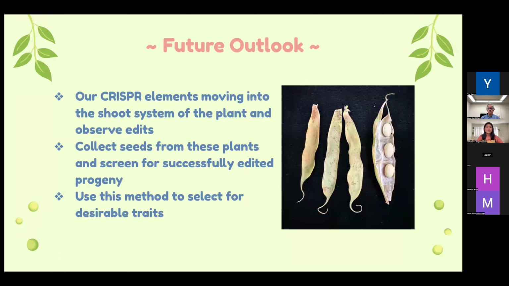Looking into the future, we hope that our CRISPR elements will move into the shoot system of the plant, and hopefully we will then be able to observe some edits. We also hope to collect seeds from these plants and successfully observe edited progenies. And lastly, we hope that this method will be applicable for other organisms and will allow us to select for desirable traits.